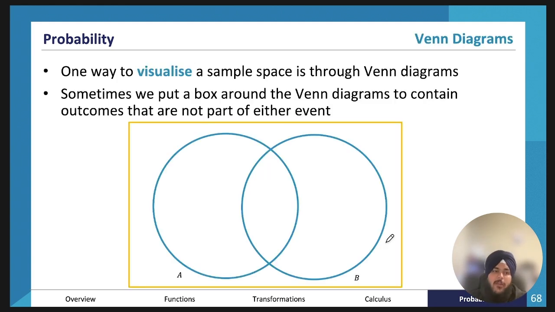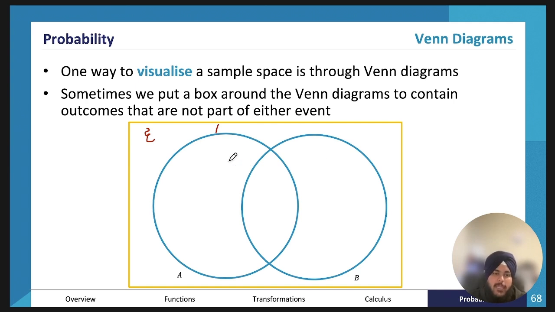So Venn diagrams are a really graphical way of representing probabilities. We can visualize the sample space through a Venn diagram. We will have a box with the ellipse symbol inside it, and we will have 2 events. One circle represents one event, and the other circle represents the other event. Here in this case, we have A and B. So what we do is we put in elements.